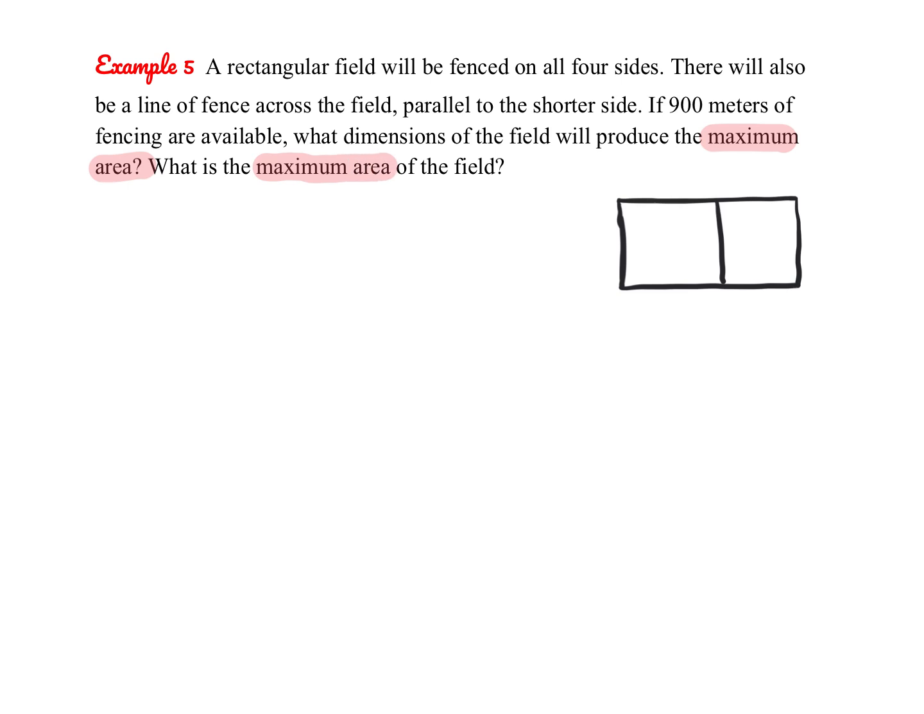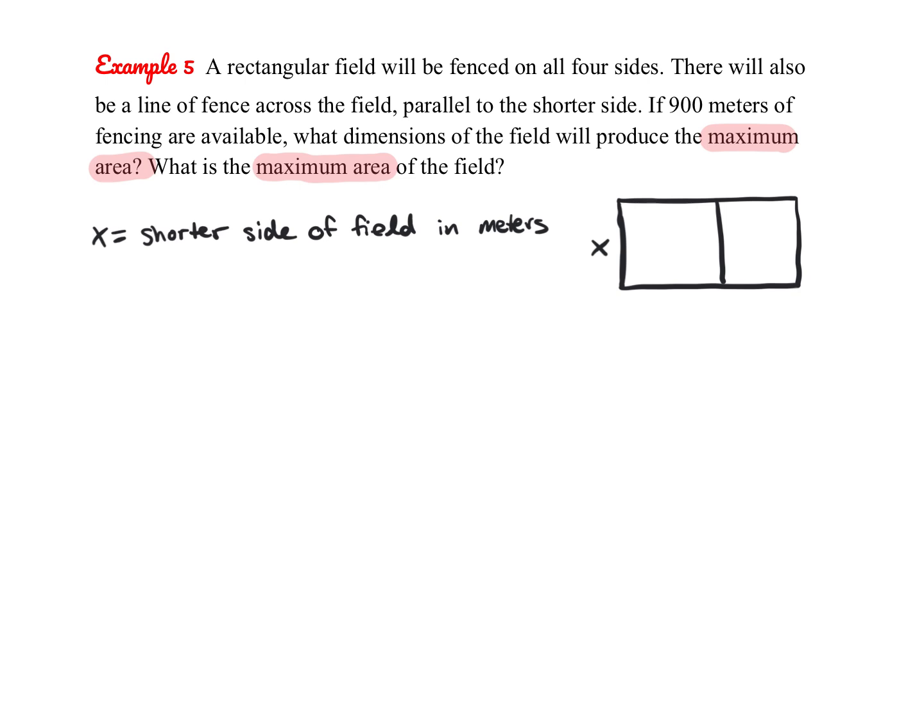So first thing we need to do is we need to define a variable. We need to pick something in our picture and we need to call it x. So I'm going to define this length as x. So I'm going to say x equals, I'll call it the shorter side of the field, and we'll say it's in meters because we are given that we have 900 meters of fencing to work with.